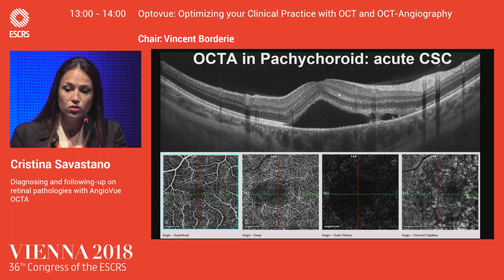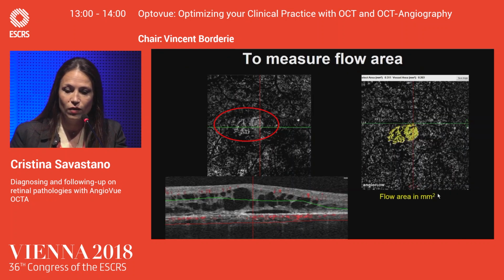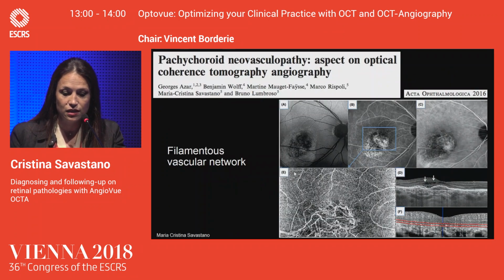In pachychoroid disorders, like in acute CSC, it's possible to see something anomalous in the outer retina. In these cases, it's not observable. But in these cases with chronic CSC, we can see, in a vascular zone, choroidal anomalies because there is a typical CNV. This typical CNV is named filamentous CNV and can be bilateral, like in these cases. This was described primarily by Professor Lombroso and was named filamentous vascular network.